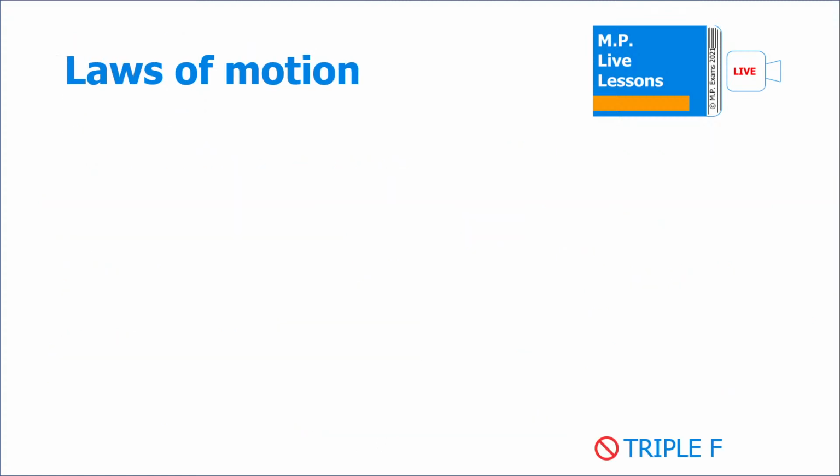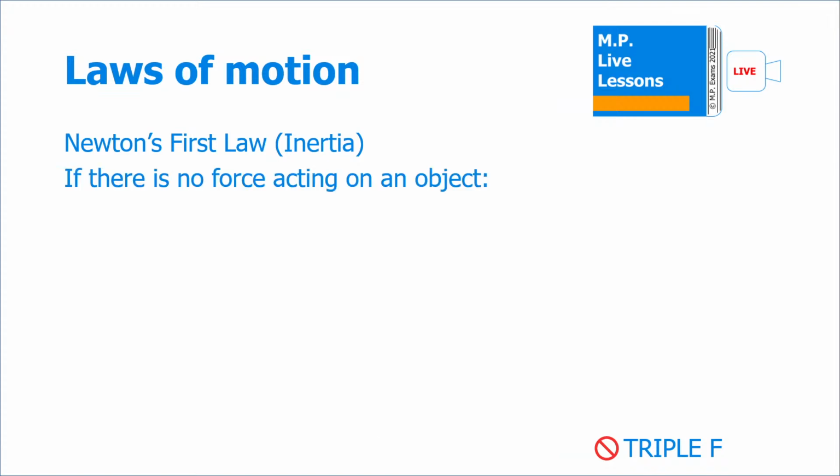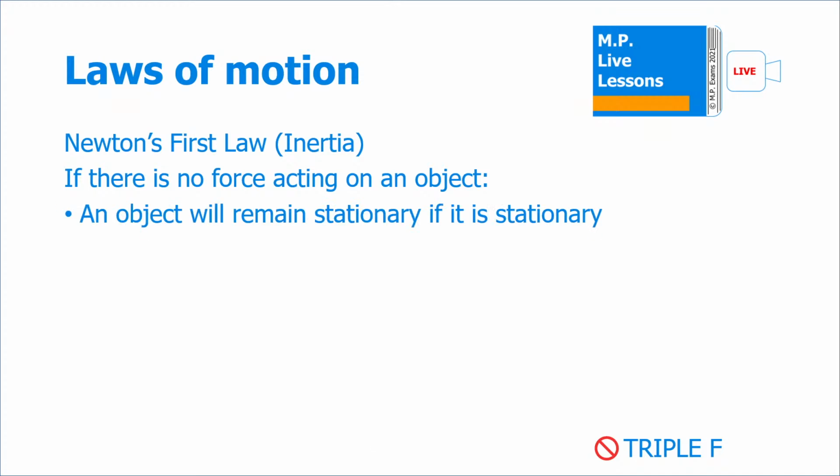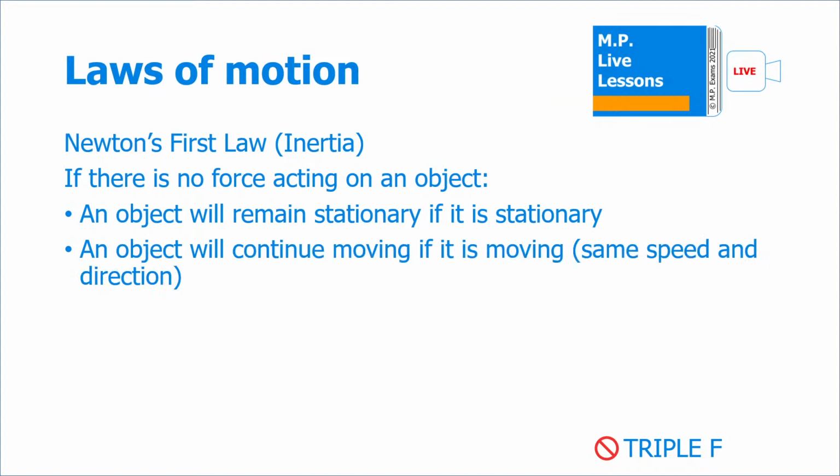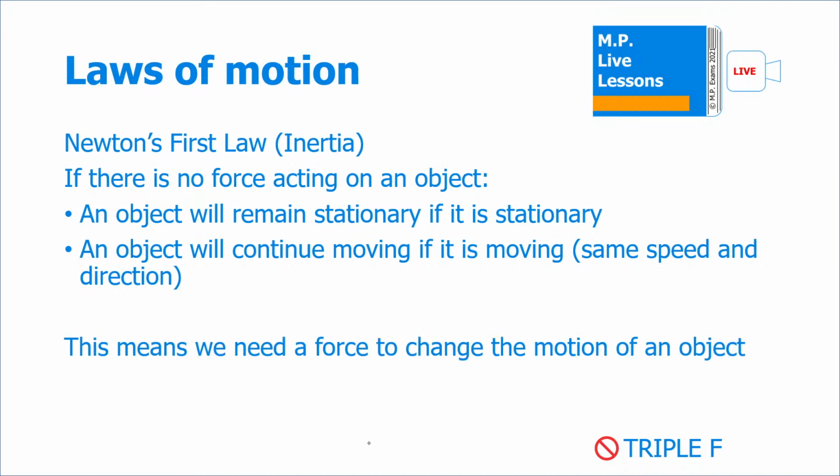Next are some laws of motion. So this is on everyone's paper except triple foundation. So first we have the first law, Newton's first law. This is to do with inertia, the tendency of objects moving. So if there's no force acting on an object, the object will remain stationary if it is stationary, and it will continue moving if it's already moving at the same speed and direction, so it maintains its velocity. So this means we need a force to change the motion of an object.